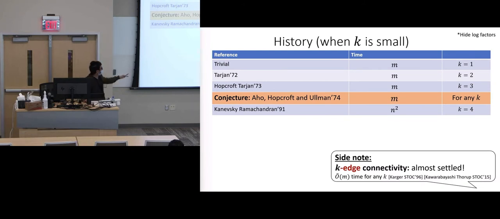But for edge connectivity, it is basically solved a long time ago. But in the vertex setting, this is for edge connectivity in undirected graphs that people solved, not the directed case. But anyway, in the vertex setting, even in undirected graphs, no fast algorithm is known.